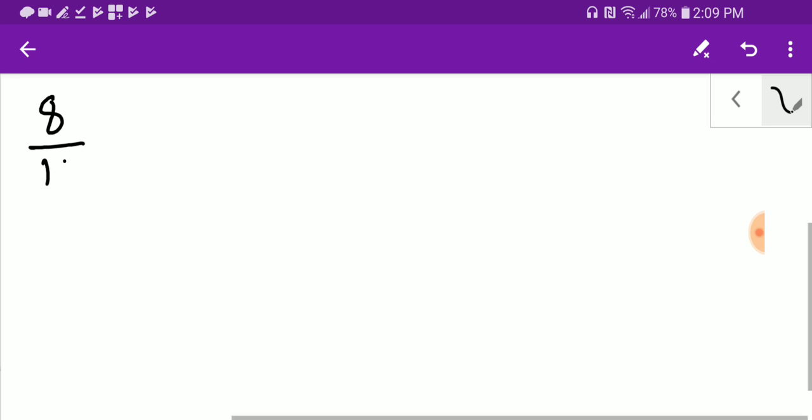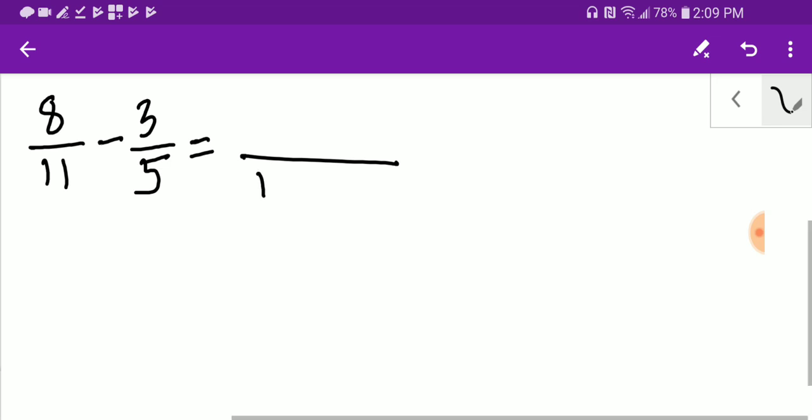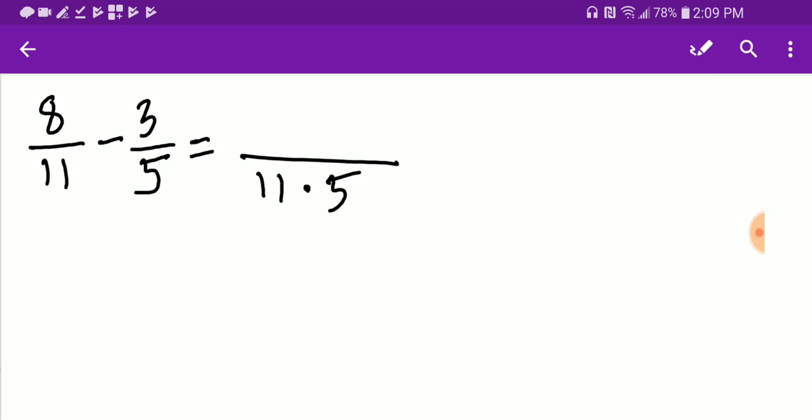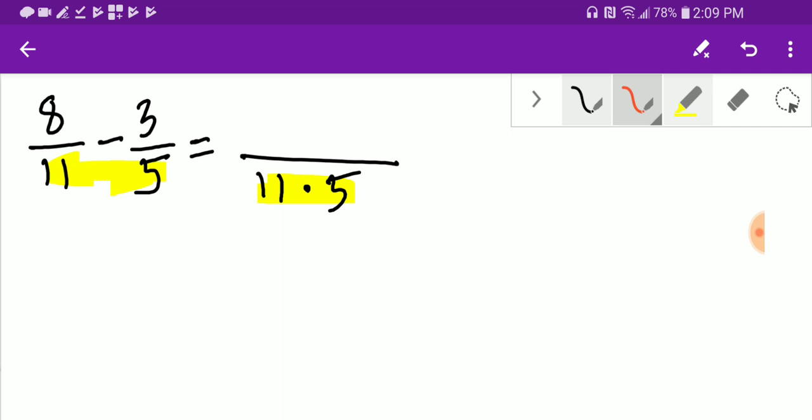We can do the same for subtraction. Let's say we have 8/11 minus 3 over 5. Again, we can look at the two bottom numbers and multiply 11 times 5. So 11 times 5 is here. Next thing, we'll do the same. Take 8 at the top and multiply with this 5 in the bottom. So 8 times 5. I will put parentheses.